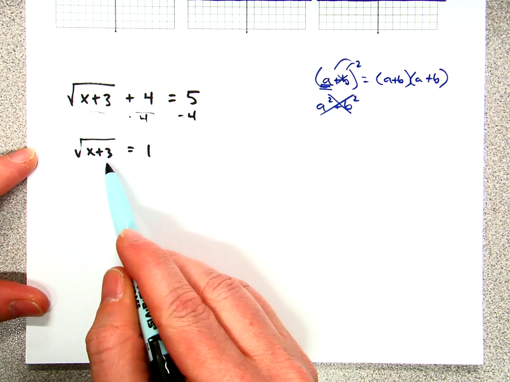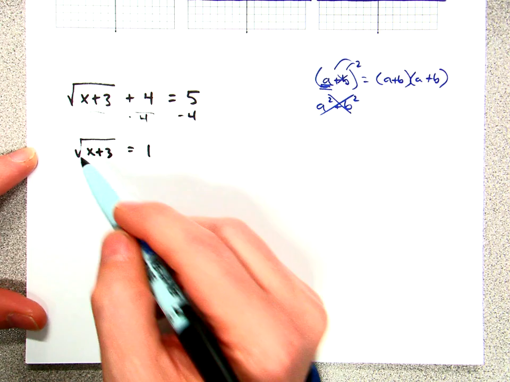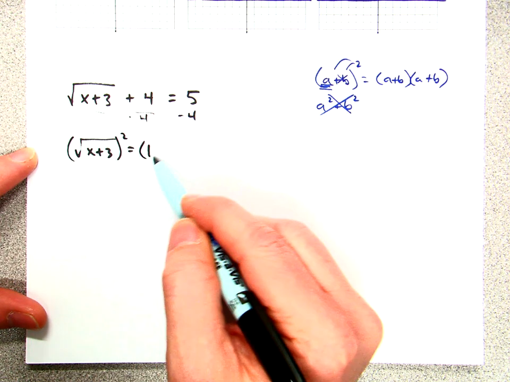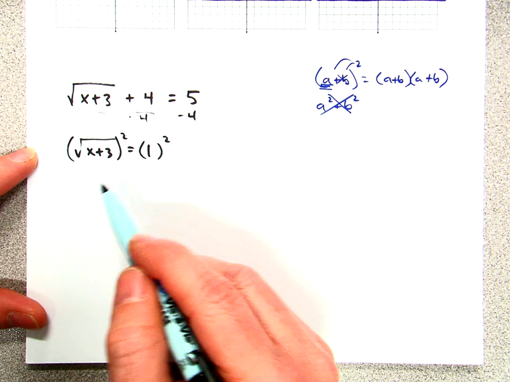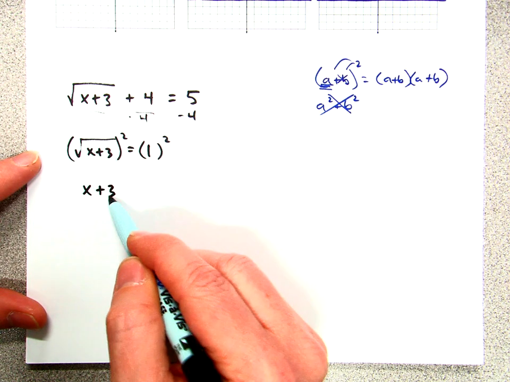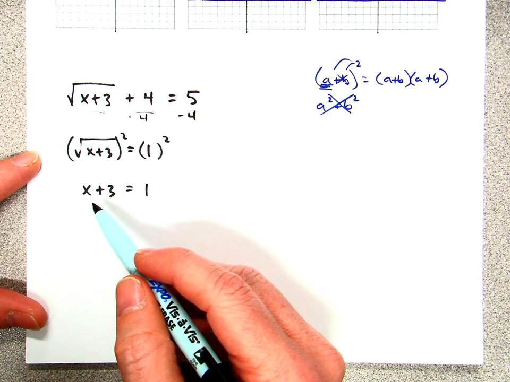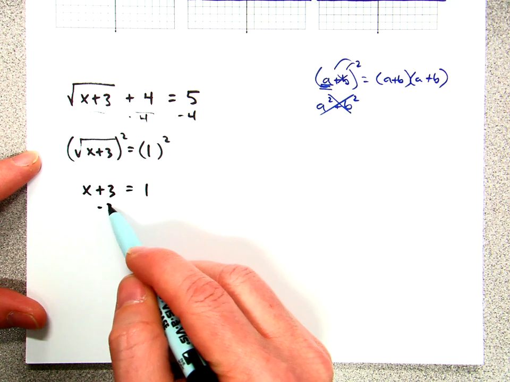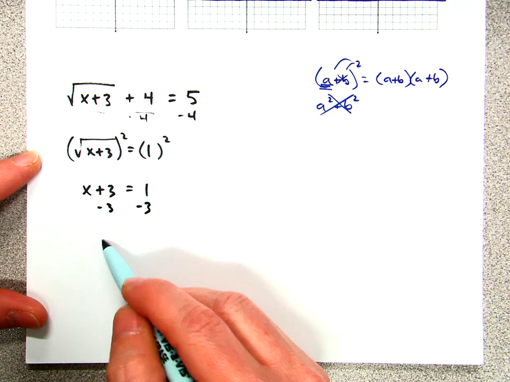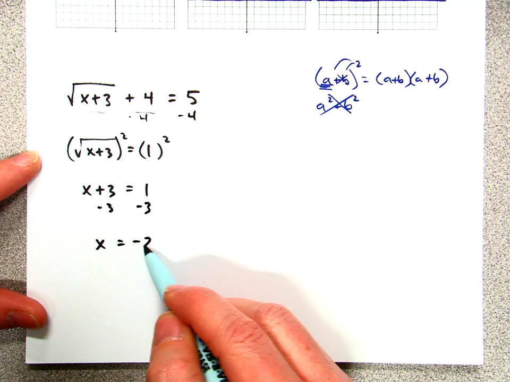And now that the root is on its own, if we square both sides, then the square root is going to cancel, right? 1 squared, of course, is 1. And now that the root is gone, we can proceed, right? Subtract 3 from both sides, x equals negative 2.